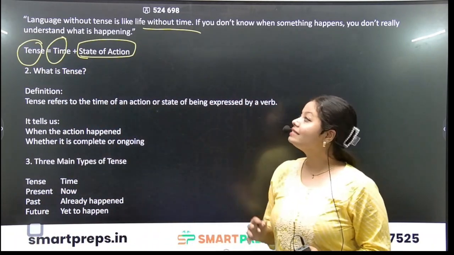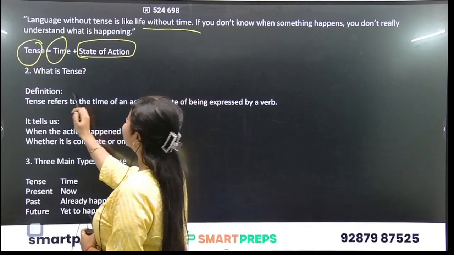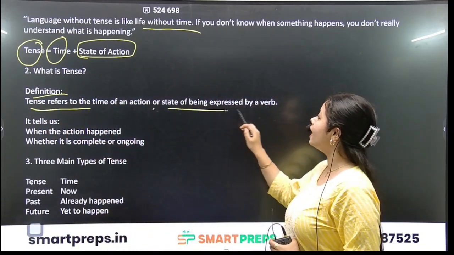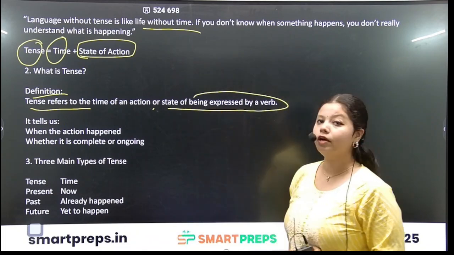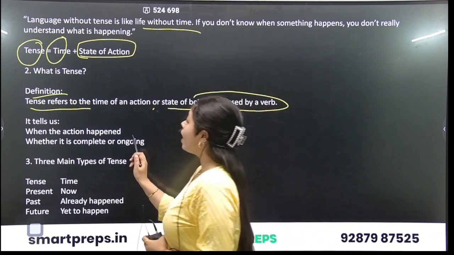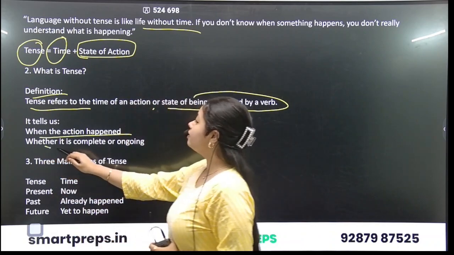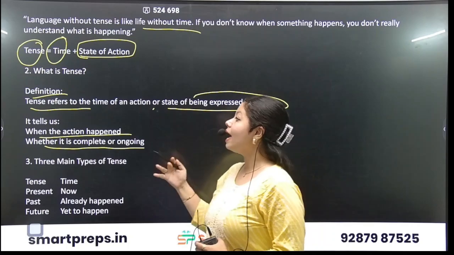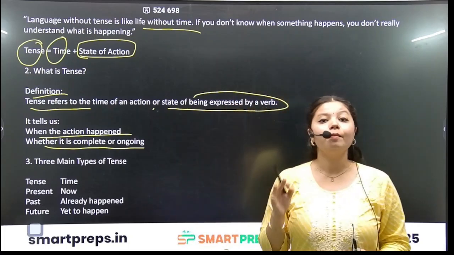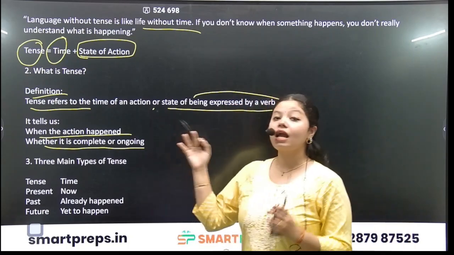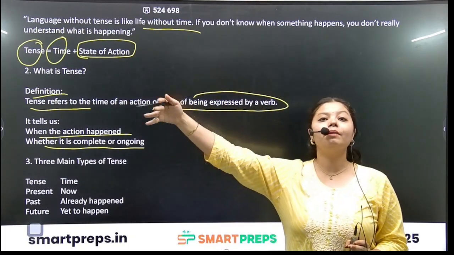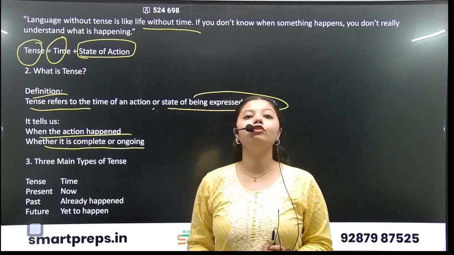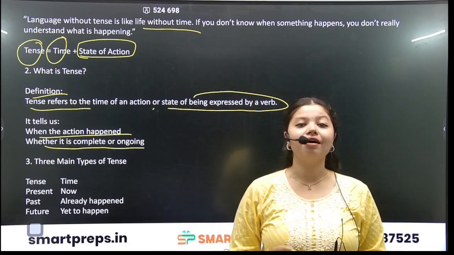Now let's understand the literal definition of tense. Tense refers to the time of an action or state of being expressed by a verb. It tells us when the action happened, whether it is complete or ongoing. So when the action takes place, whether it was already completed in the past, or whether it is going to happen in the future or it is ongoing in the present.